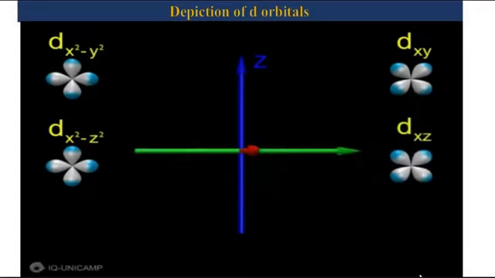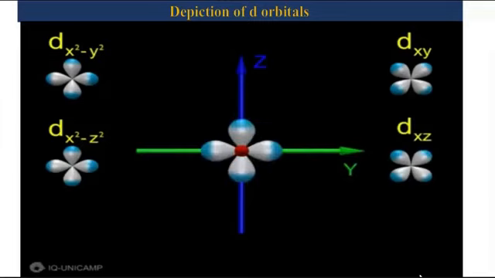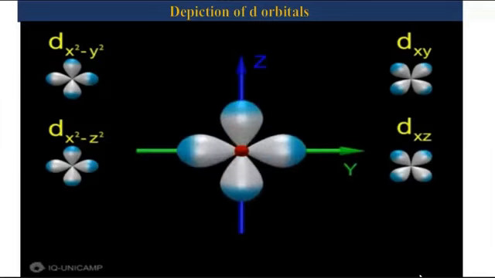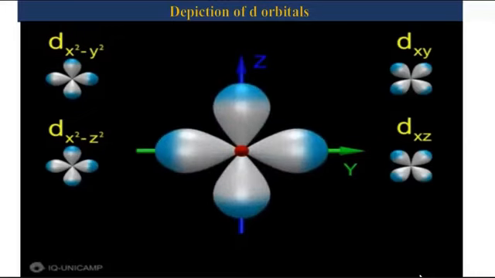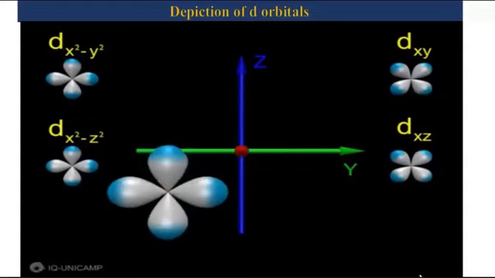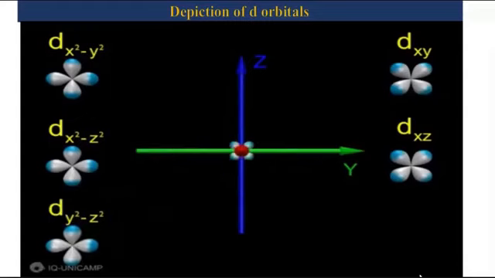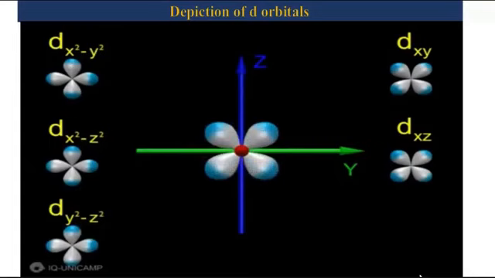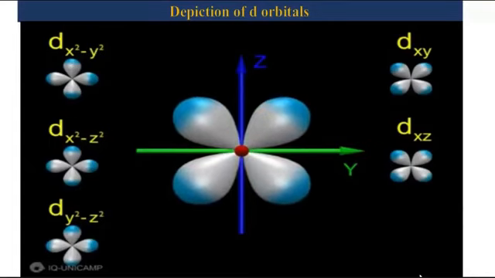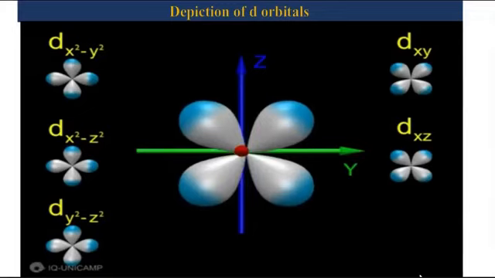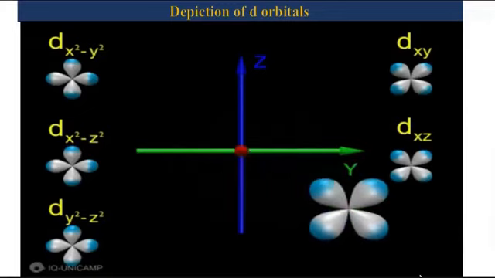Now suppose I'm rotating the axis, now on x, y has come. So now what is it? The orientation along the y and z axis. So I can write it as dy square z square. This is in between the yz axis. So what you will write, it is dyz.